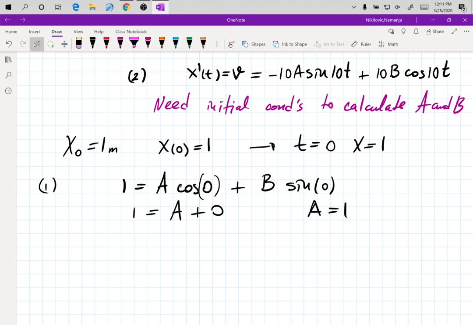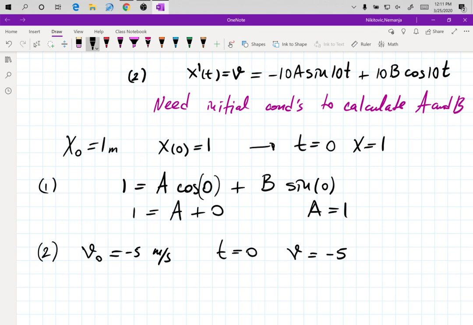And from equation number 2, we have negative 5 meters per second. Now that sounds weird, right? But the object is moving to the left. That's what it means when it's a minus for velocity. So V0 equals negative 5 meters per second means time equals 0, velocity equals negative 5.